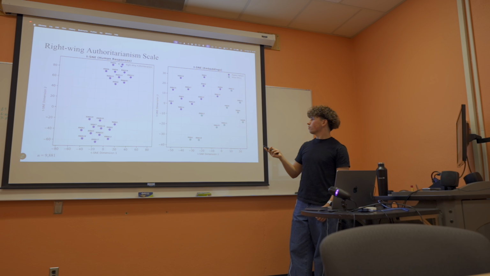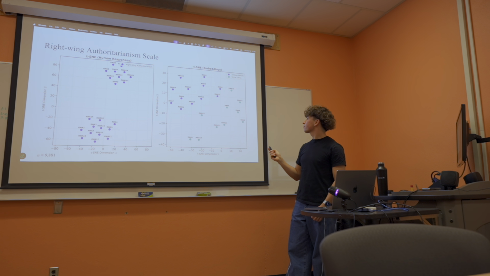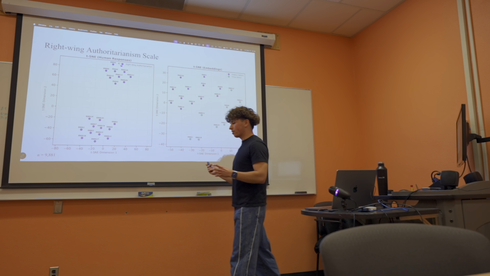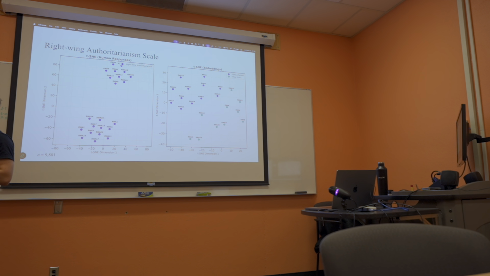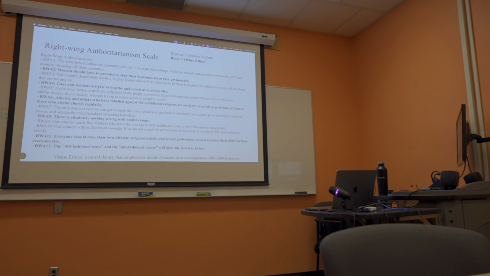In the human data, one factor, and in the LLM data, two factors. So it's arguing here that there are two separate concepts in the scale. One of them is zealous reform, and virtue ethics is the other one. So you might be wondering which is which in the items. And here we go.